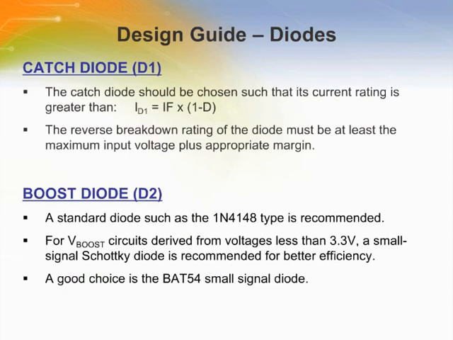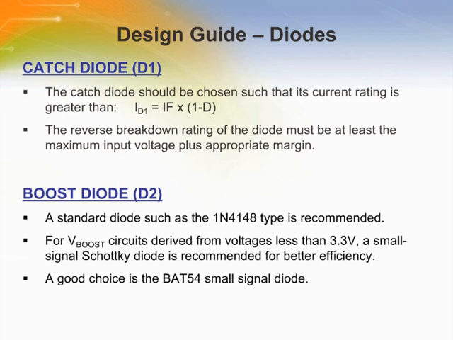The catch diode D1 conducts during the switch off time. A Schottky diode is required for fast switching time and low forward voltage drop. The reverse breakdown rating of the diode must be at least the maximum input voltage plus appropriate margin. To improve efficiency, choose a Schottky diode with a low forward voltage drop.